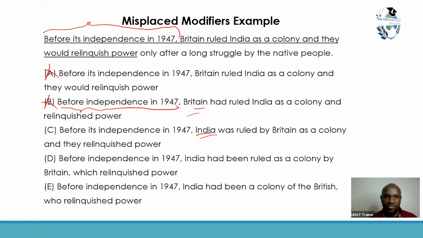This particular answer choice reads, before its independence in 1947, India was ruled by Britain as a colony. Of course, if India was ruled by Britain, then automatically it was Britain's colony, right?